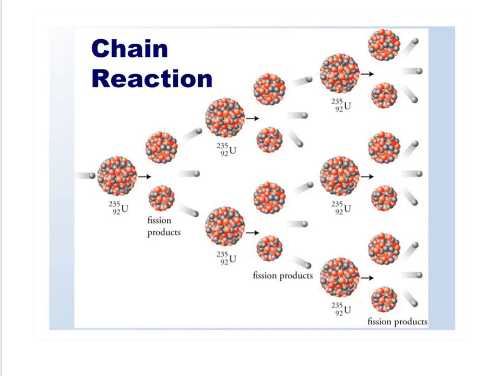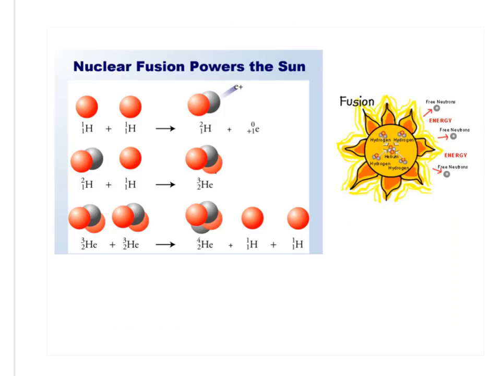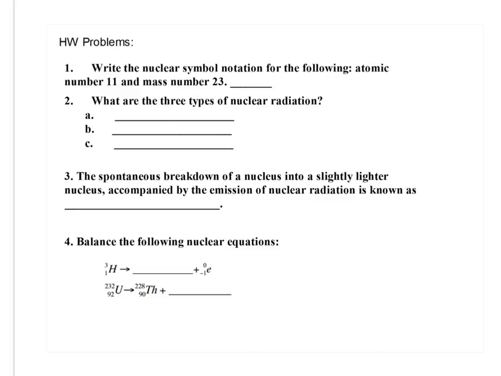So here's this chain reaction. It takes this one little neutron, bam, right into that nucleus, and it splits, and it also releases neutrons, which split and release neutrons, and split and release neutrons. And it just keeps going and going. Fusion is where two lighter nuclei combine to form a heavier nucleus. This is what happens in the sun. All right, try these, and we'll go over them in class.